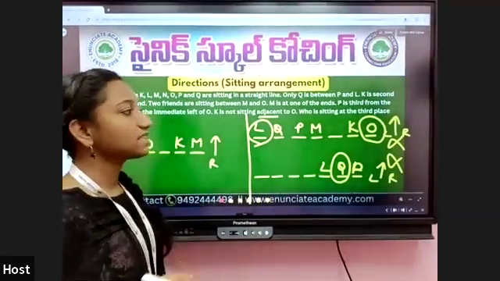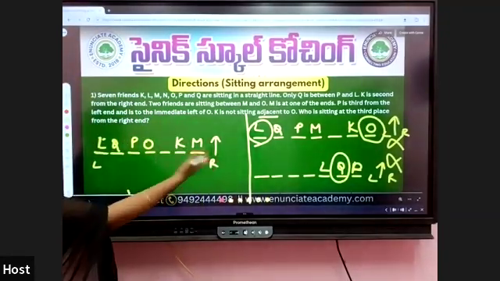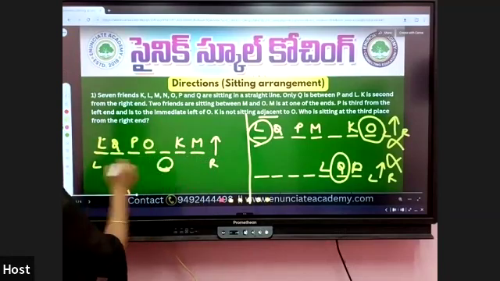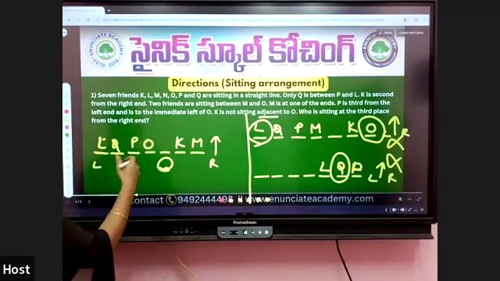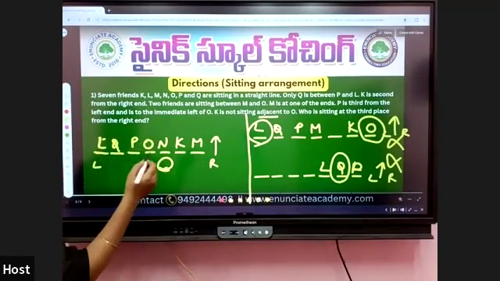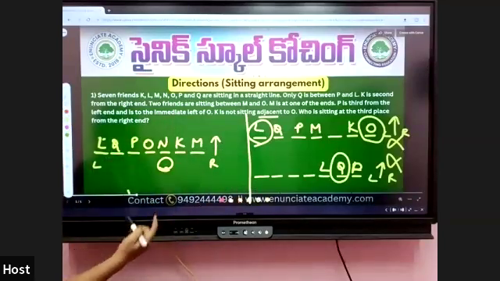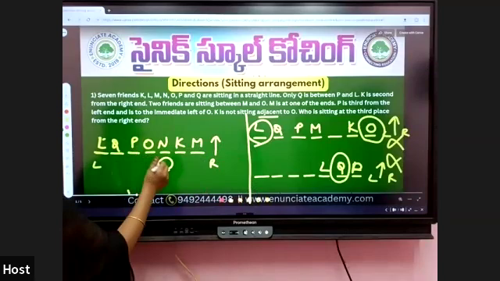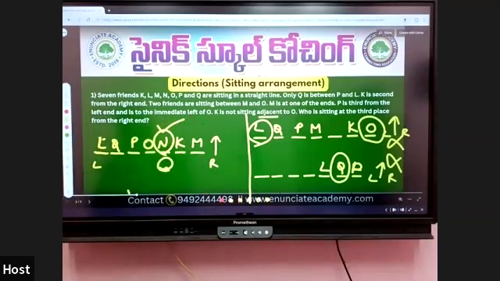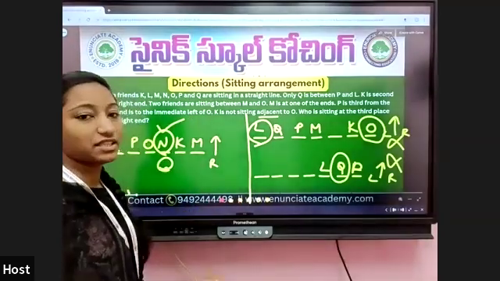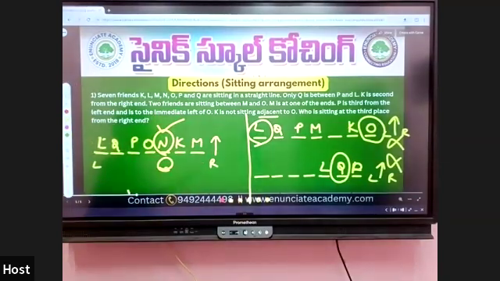Next. Who is sitting at the third place from the right end? They asked. So K, L, M, we did not keep. So here N. So from the right end, who is in the third place? N is in the third place. So N is correct. So you clearly observe that after three assumptions, the fourth assumption is correct for us.